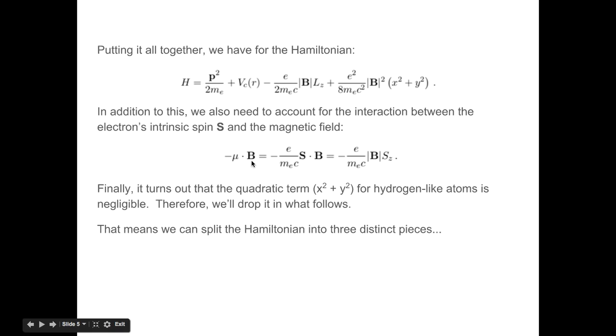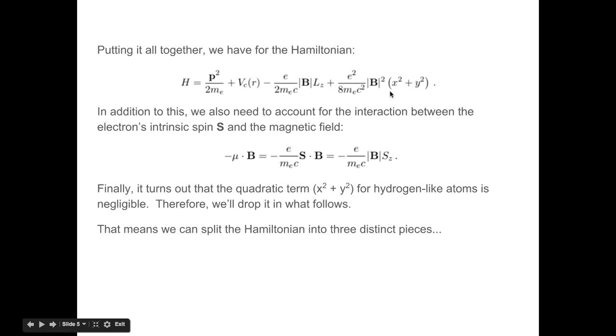This is similar to the correction that we talked about last time, but here the magnetic field is a real, external magnetic field. So we're going to have a term that looks like minus mu dot B, and we know that mu we can write in terms of the spin operator. If I dot S into B, B is pointing in the Z direction, so the only component of S that contributes is the SZ component. So we're going to add this term into our Hamiltonian.